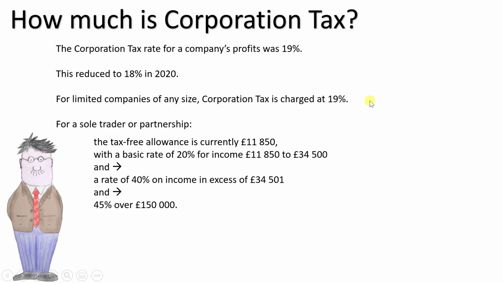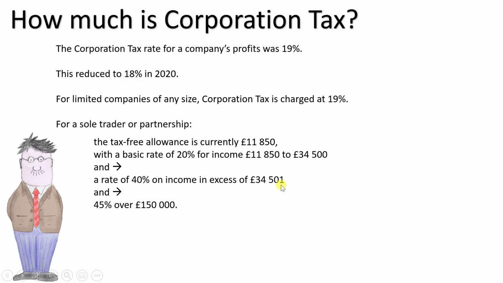So let's look at a little bit of a breakdown with regard to sole traders and partnerships. These 2 company types have tax-free allowances up to $11,850, so they can earn up to that amount and not pay corporation tax. There's a basic rate of 20% for income of $18,850 up to $34,500. So in between those 2 amounts, sole traders and partnerships will pay 20%. And there's a rate of 40% if their income is in excess of $34,501.